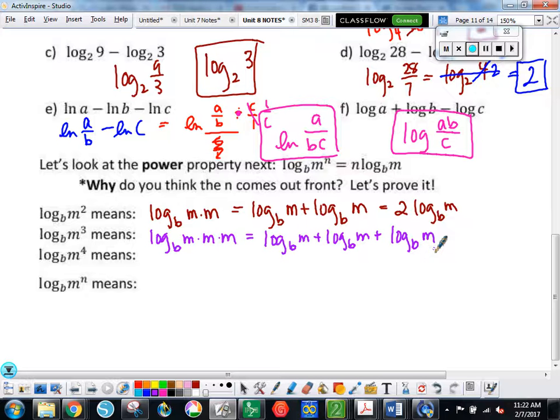I'm not taking questions right now. Okay, so how would I simplify that? If I have log base b of m, log base b of m, log base b of m, how many of them do I have? 3 log base b of m. So do you kind of see the pattern in why this works, why I can take my power and bring it out front? That's the whole point here.